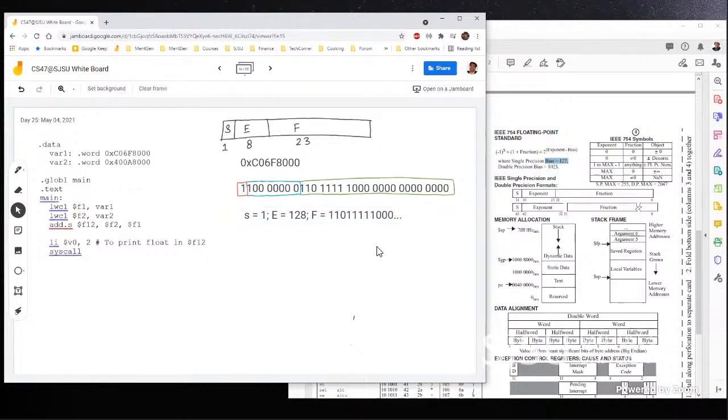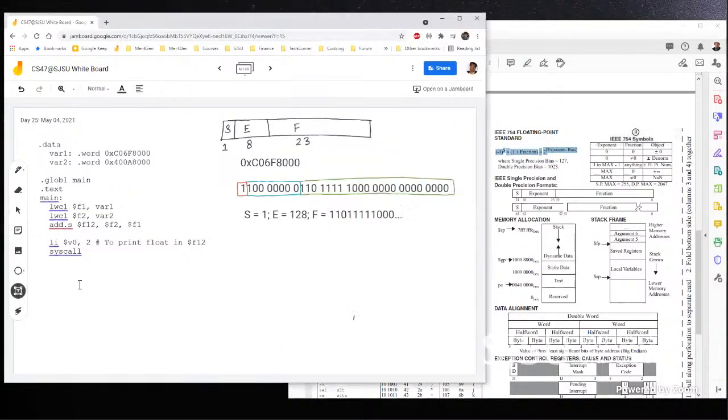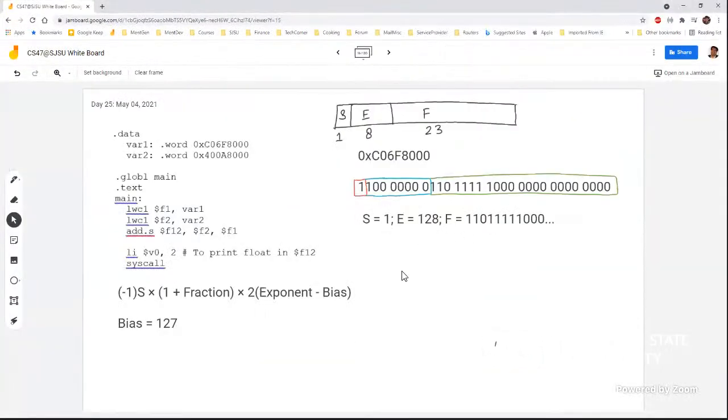Now from here, we explore this formula. Let's keep it handy. For this case, this is single precision, so your bias equals 127. Okay, now we are ready to do the math here.